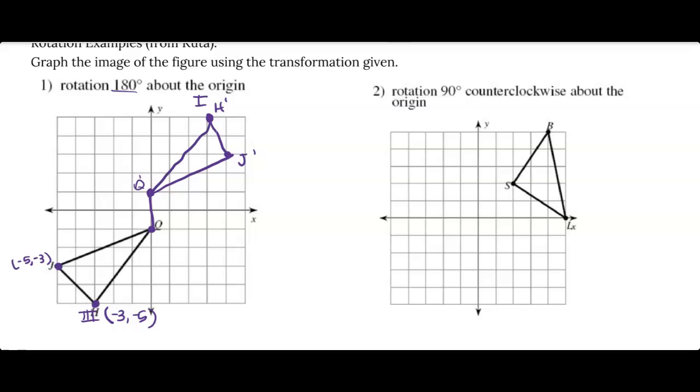So what you want to imagine is that if you had this triangle traced on a piece of tracing paper and you put your pencil on the origin and rotated it 180 degrees, where would your triangle end up? And again, you can see that it does make a straight line through the origin to get from the image to the pre-image.